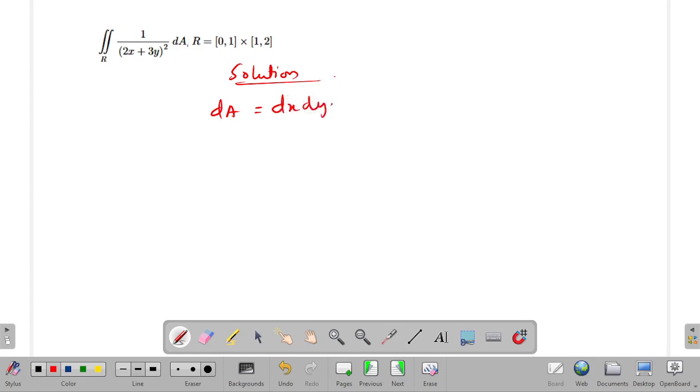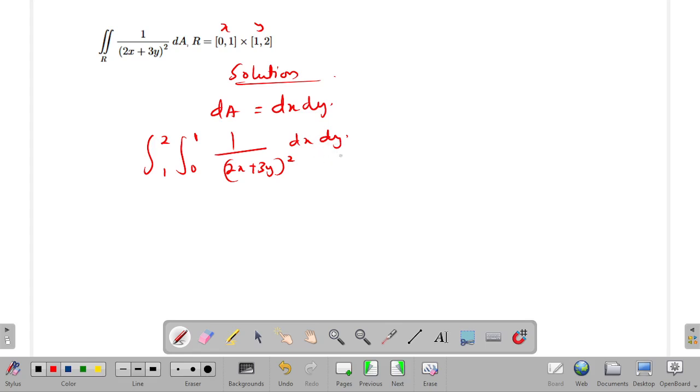Okay. So what do I get? I have my outer integral going to be, this is my x, this is my y. My outer integral going to be what? 1, 2, 0, 1, right? Of the expression 1 over the expression 2x plus 3y all squared, right? The x, y.